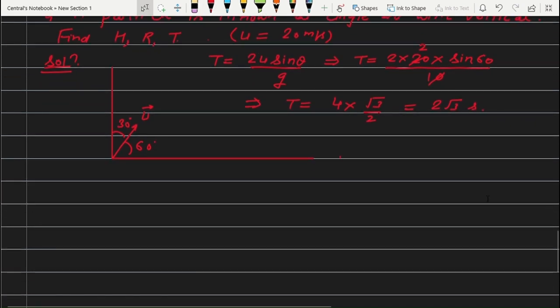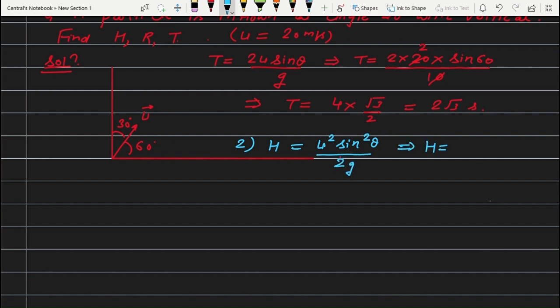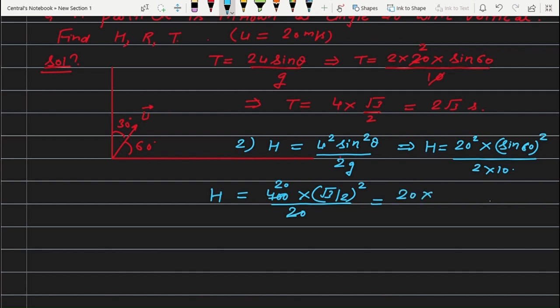The second one is, let's say, maximum height. The formula is u square sine square theta by 2g. That means maximum height is 20 square, sine theta the whole square, upon 2 into 10. So on solving, we will get 400 into root 3 by 2 the whole square upon 20. So it will give us 20 into 3 by 4, and this is 5 into 3, that is 15 meter.